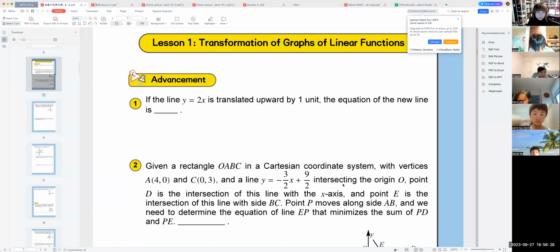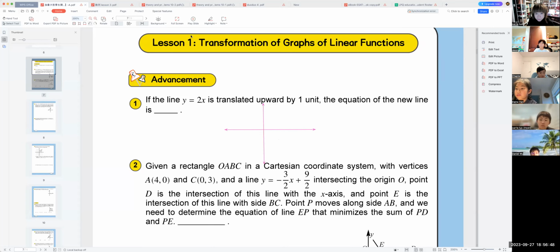Okay, so let's take a look at this one. So everybody, if line y equals 2x is translated upward by 1 unit, the equation of the new line is, okay? So this was very easy. First of all, I want all of you to write y equals 2x on the graph. So we're going to make a table. This is y, this is x. So Chapter, I want you to find out if x equals 0, y equals what?